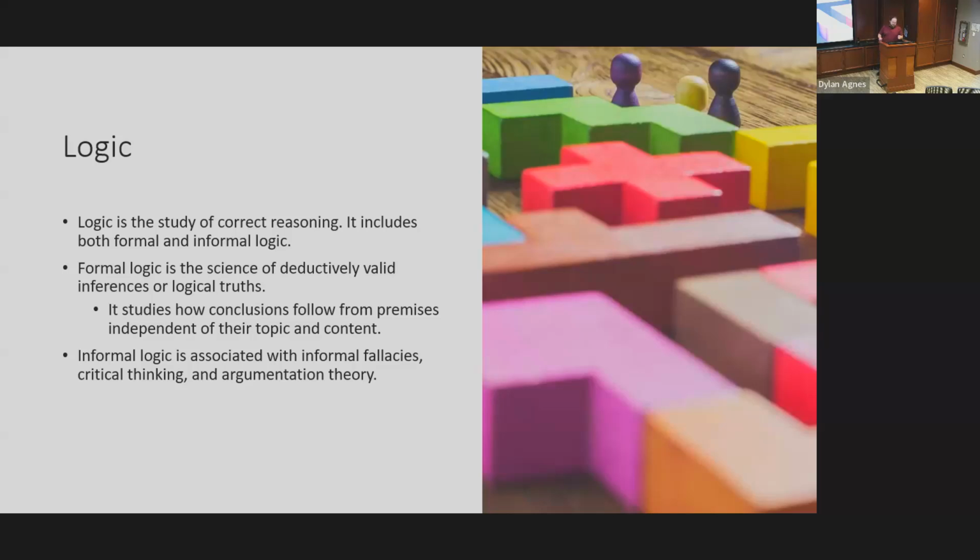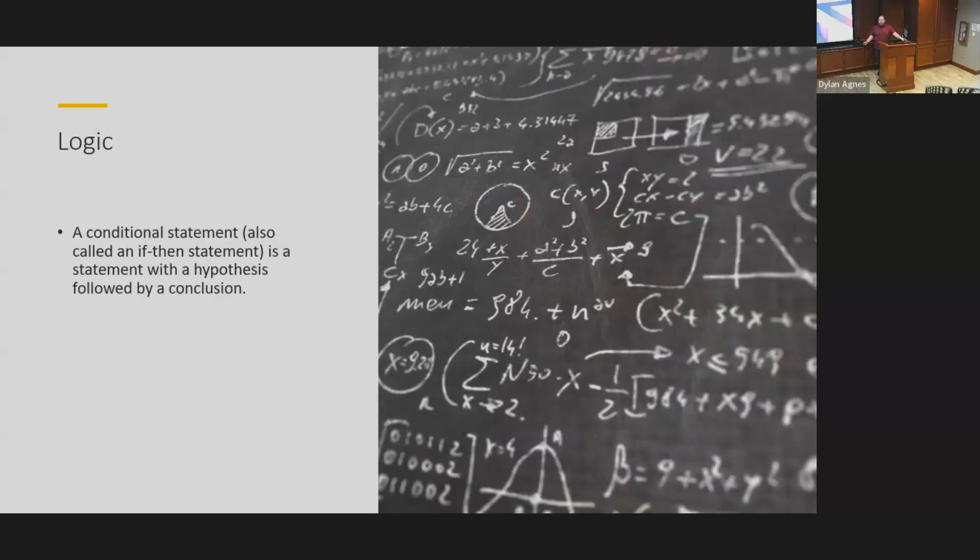So here's kind of the textbook definition of logic. The way control systems apply logic is a conditional statement, also called an if-then statement, is a statement with a hypothesis followed by a conclusion. If this, then that. Okay, true or false.